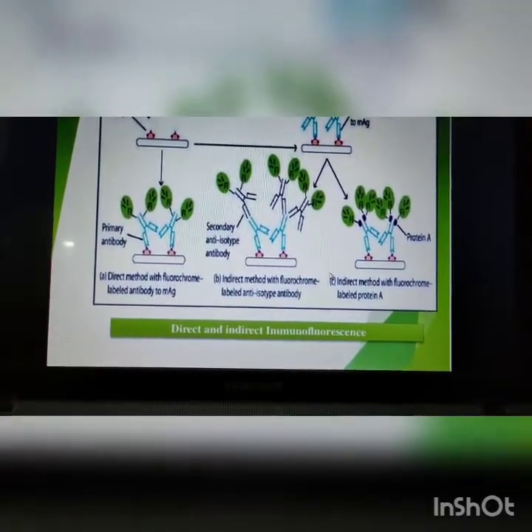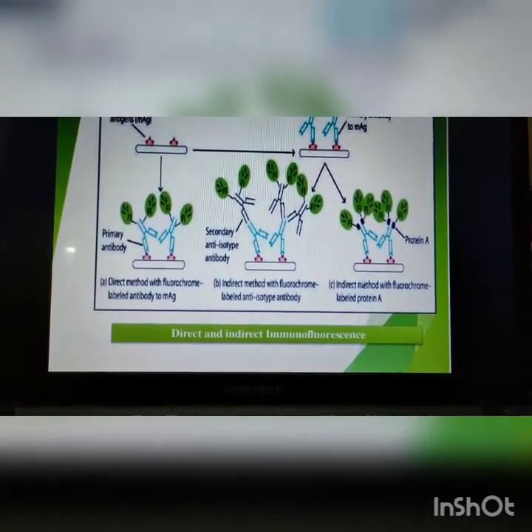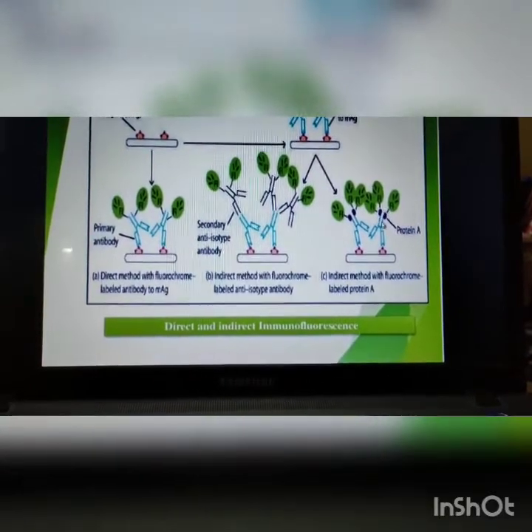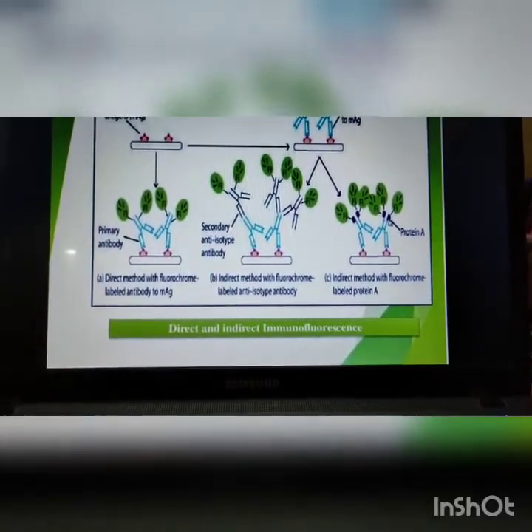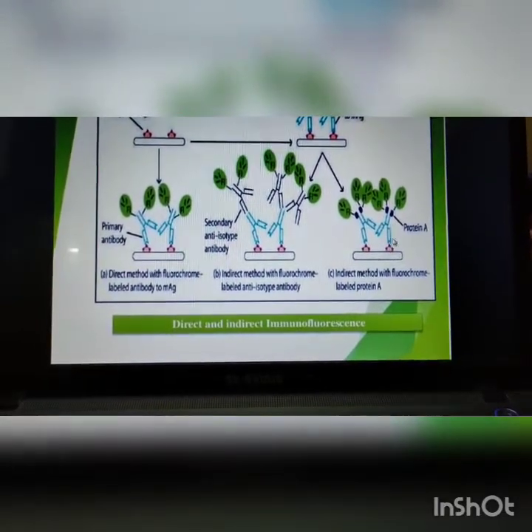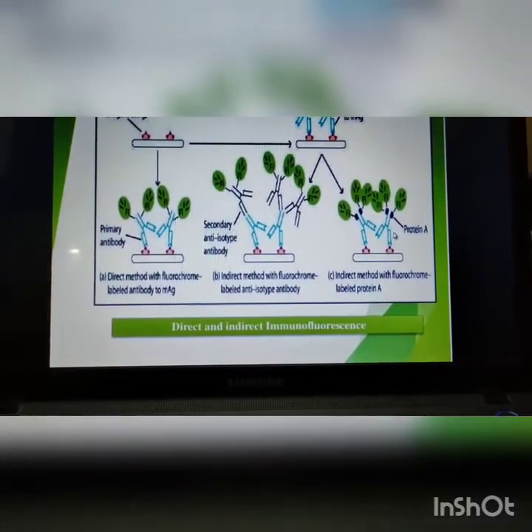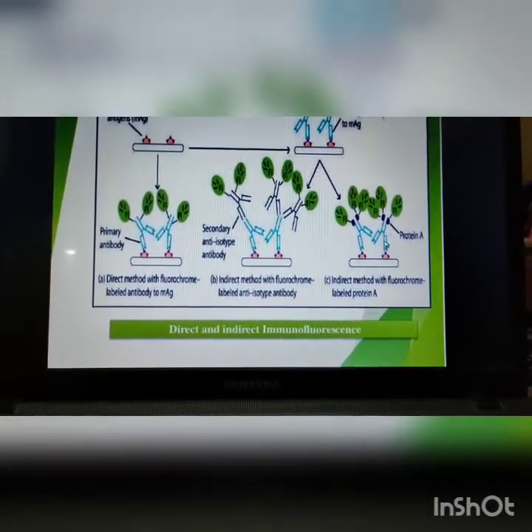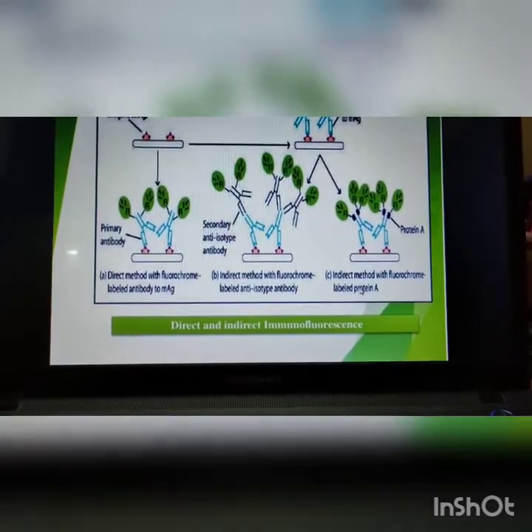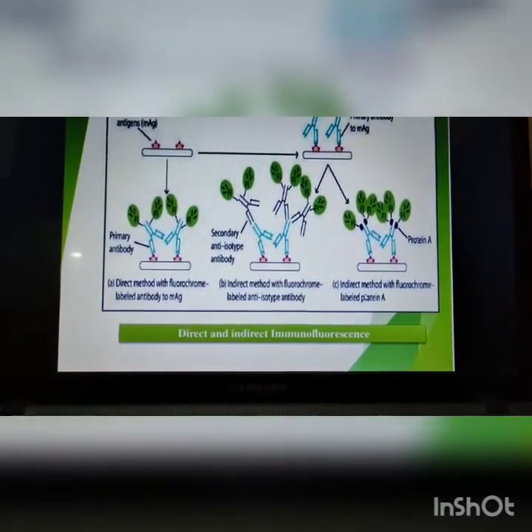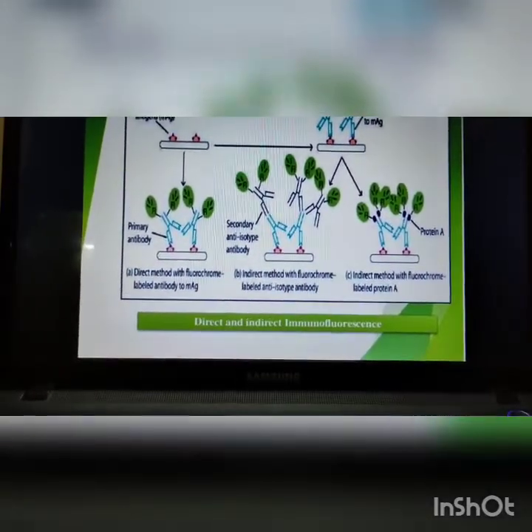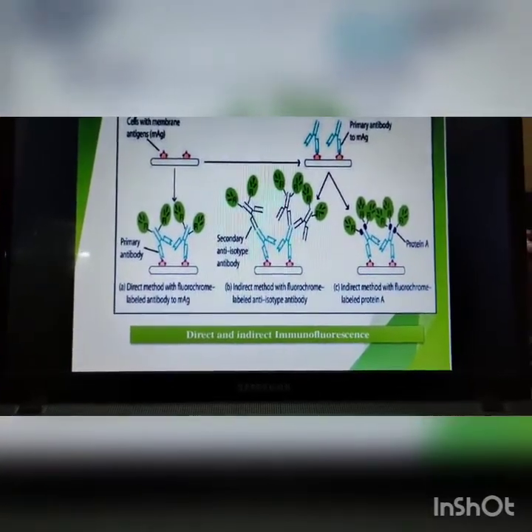Then there is the indirect method with the fluorochrome-labeled protein. So there is the antigen and antibody, but the protein is labeled. A specific protein is labeled, and then the specificity in that antigen-antibody reaction will occur, and the bond is fixed. Then and only then is there fluorescence of light. So the third reaction is the indirect method with the fluorochrome-labeled protein A. So there are direct and indirect immunofluorescence.